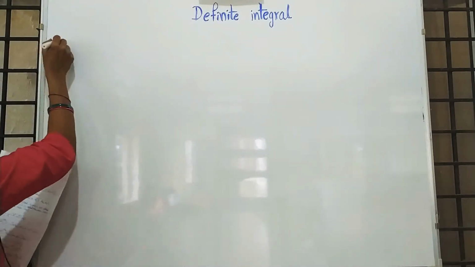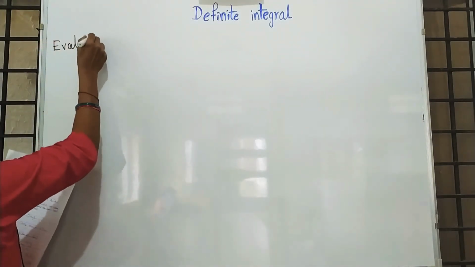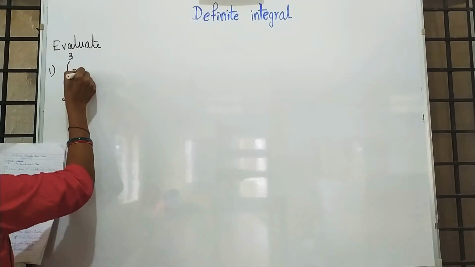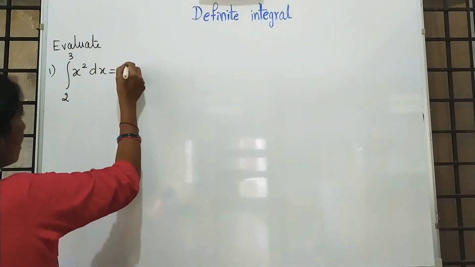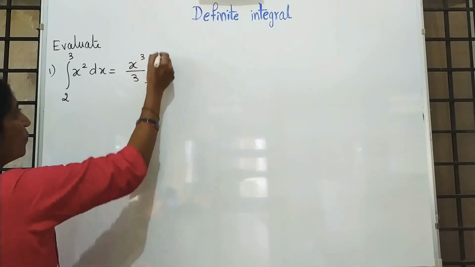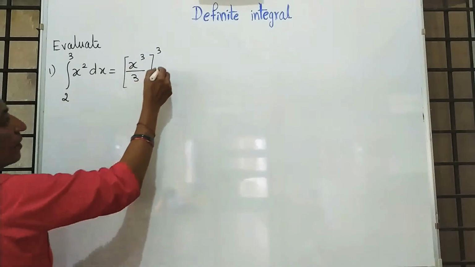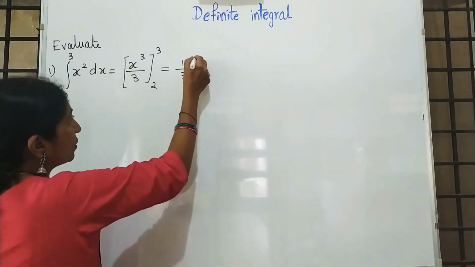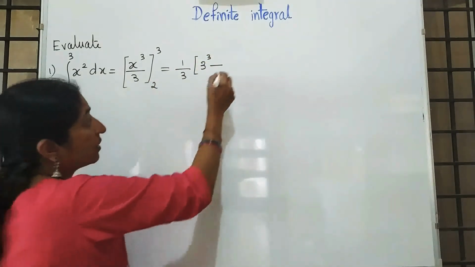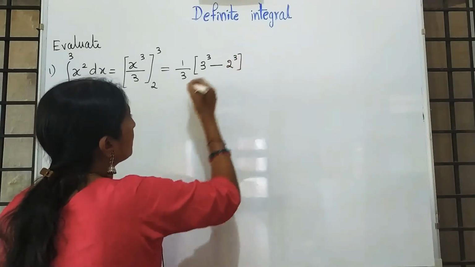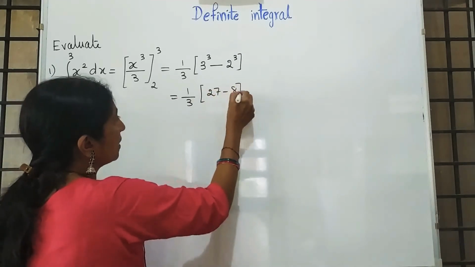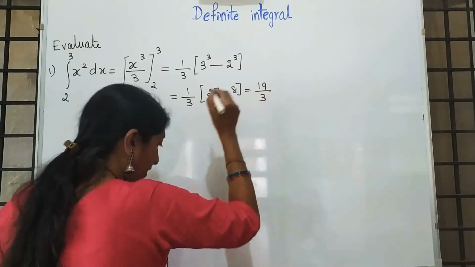Find or evaluate the following. First one, integration from 2 to 3 of x square dx. Yes, normal integration of x square is x cube upon 3, from 2 to 3. No need to write the constant. 1 by 3 I took as a constant, and first I will substitute the upper limit. After substitution, minus, then the lower limit. So it is 1 by 3, 3 cube is 27 minus 8, that is 19 divided by 3.